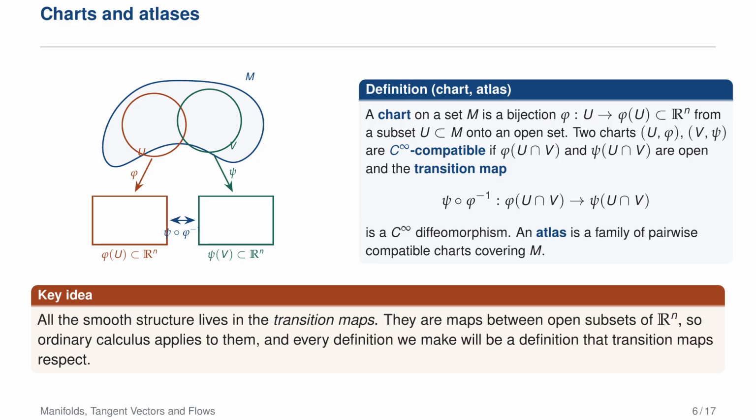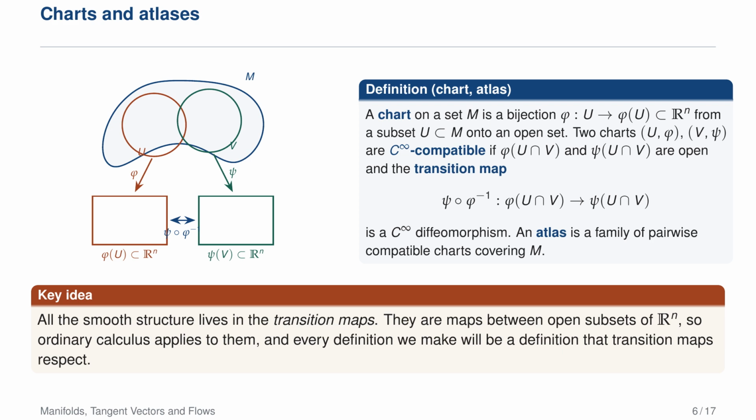Take 2 charts, U with phi and V with psi. We call them C infinity compatible if 2 things hold. First, phi of U intersect V and psi of U intersect V are both open. Second, the transition map psi composed with phi inverse is a smooth diffeomorphism between them. An atlas is a family of pairwise compatible charts that covers all of M, that is, the whole construction. A manifold is a set plus an atlas.